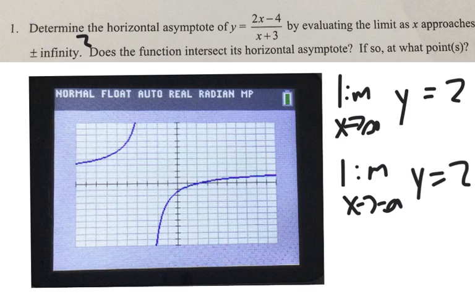Everybody follows that? And we'll talk about why later. Right now we're just exploring. Right? We'll talk about how you can do it without a calculator.